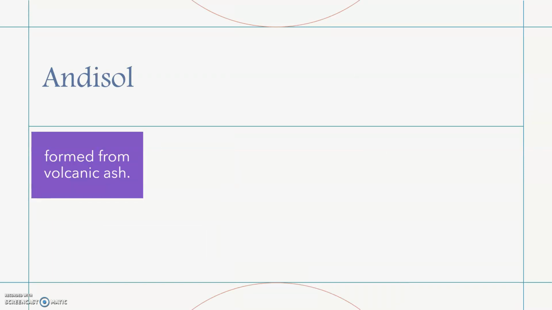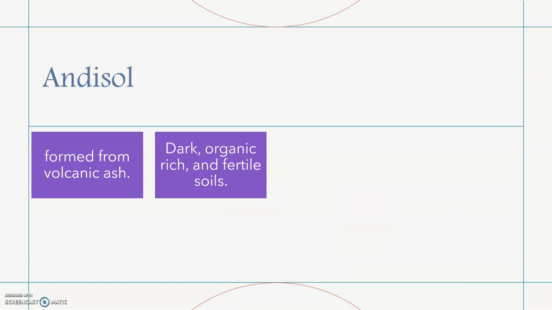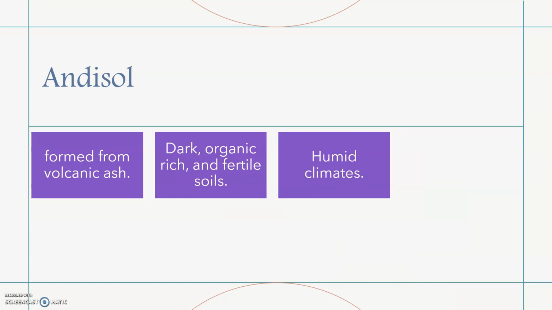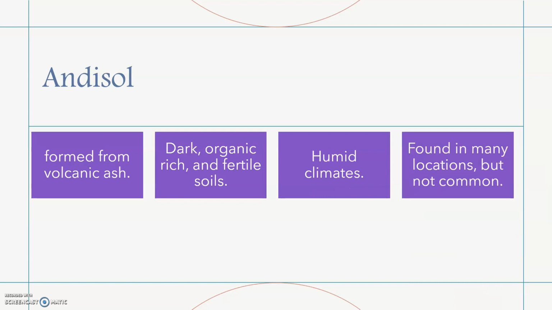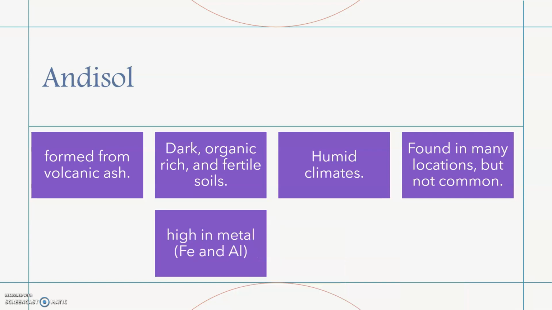Andisols are formed from volcanic ash. Andisols are dark, organic, and fertile soils. They form in humid climates and are found in many locations but are not common. Andisols are high in metals, especially iron and aluminum, and are typically young soils.